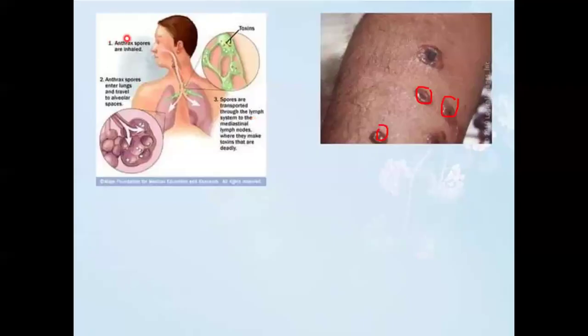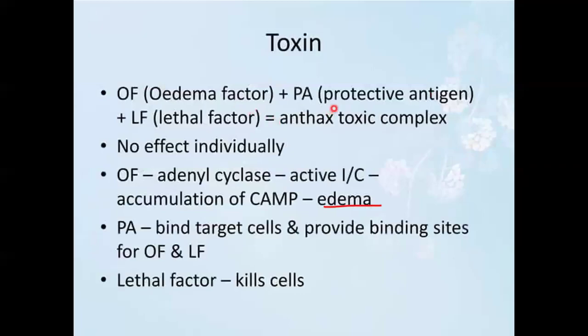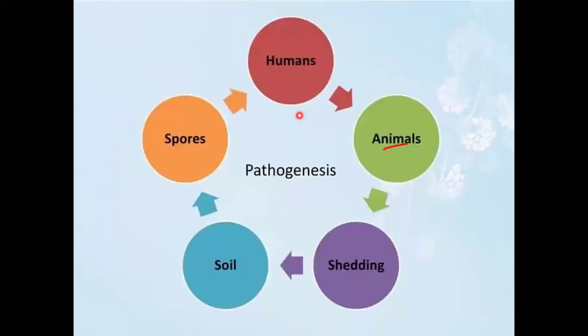As you can see here, anthrax spores are inhaled. They enter the lungs and travel to the alveolar spaces. Spores are transmitted through the lymphatics to the mediastinal lymph nodes, where they make toxins that are deadly. And you see here, when they reach the lymph nodes, they start releasing their toxins. And which toxins are these? Edema factor, protective antigen, and lethal factor.